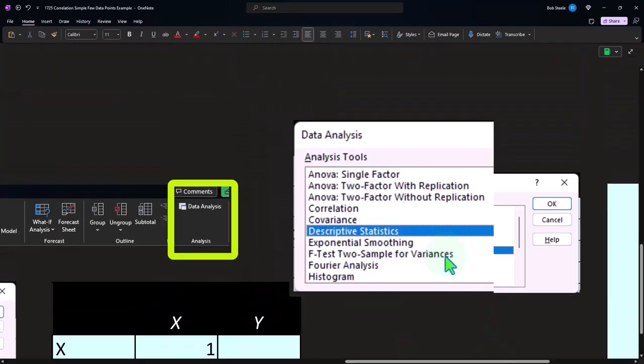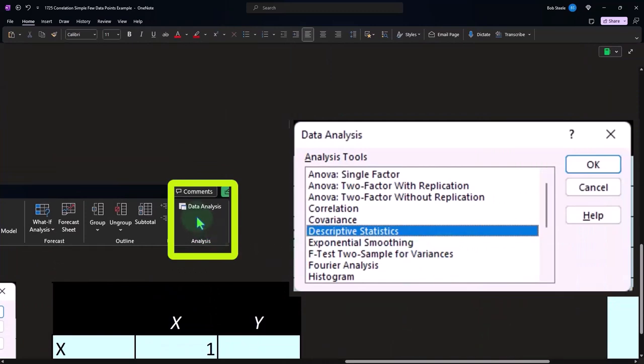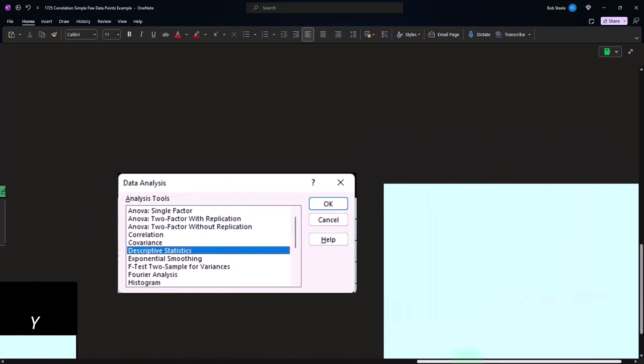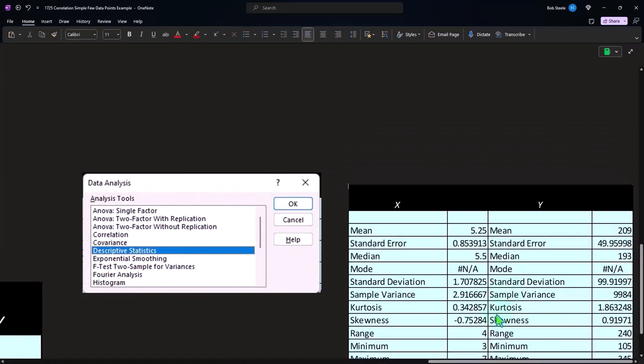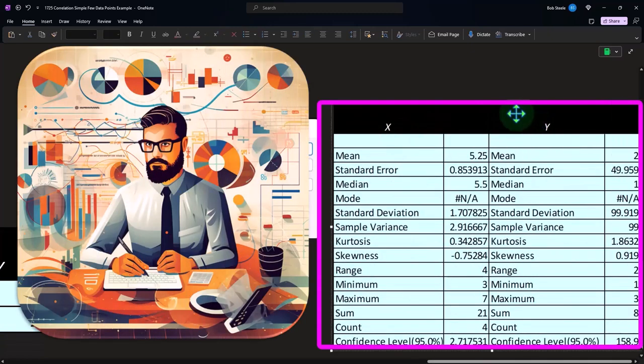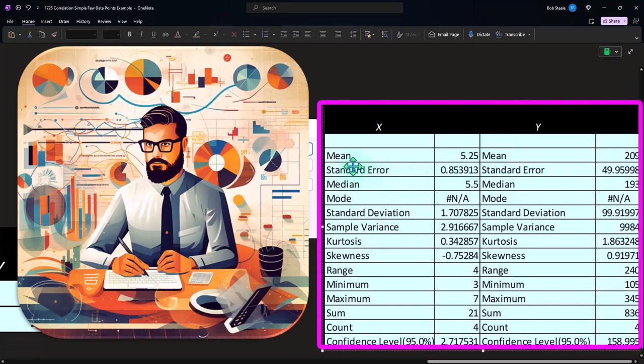You can also use this same data analysis tool and look at this descriptive data. I just want to point that out, even though it's not our main point of focus here, to give you this kind of descriptive information for the X and the Y. This is our general kind of statistics info. You've got the mean, the standard error, the median, the mode, the standard deviation, the sample variance, the minimum, the maximum, the sum, the count, and so on.